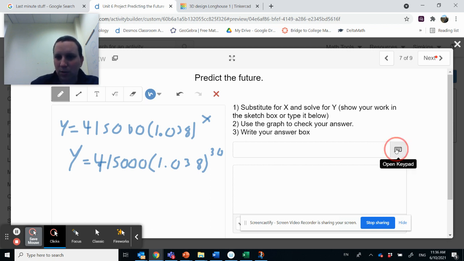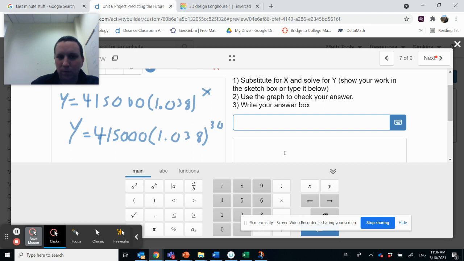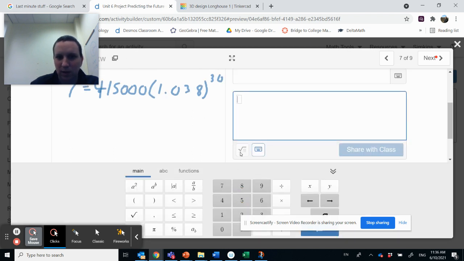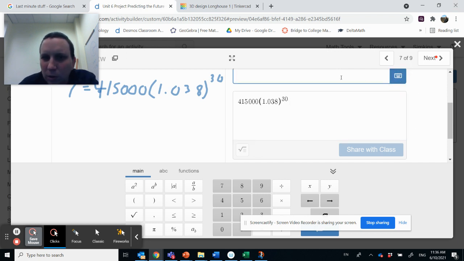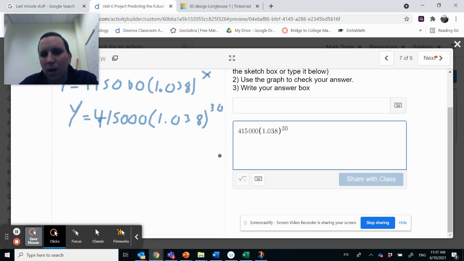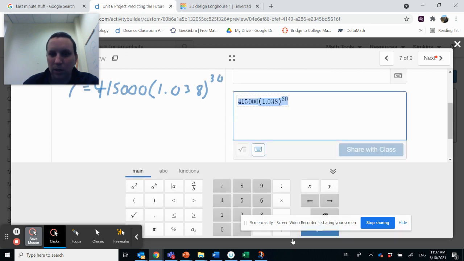And now, if I actually use the calculator function on here, I can get Delta Math to help me with this. 415,000 times 1.038, and then it's raised to the 30th power. Okay, so I can't do the trick where Delta Math helps out, but we're going to go ahead and just go to the Google calculator, type in that same equation, and it'll get us the final answer.